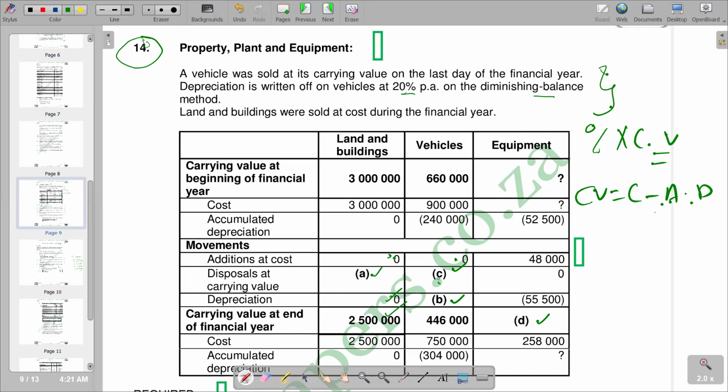Here on C, the note states that a vehicle was sold at its carrying value on the last day of the financial year. So this vehicle that was sold also stayed for the whole year. Basically, we are not going to make a proportion on the number of months because it stayed 12 months, as it was sold on the last day of the financial year. So we are just going to take the figures given at the beginning, which is 660,000 as the carrying value, and then we multiply by the percentage, which is 20%. In other words, we are just saying 0.2 times 660,000. Then we get the depreciation for the year.